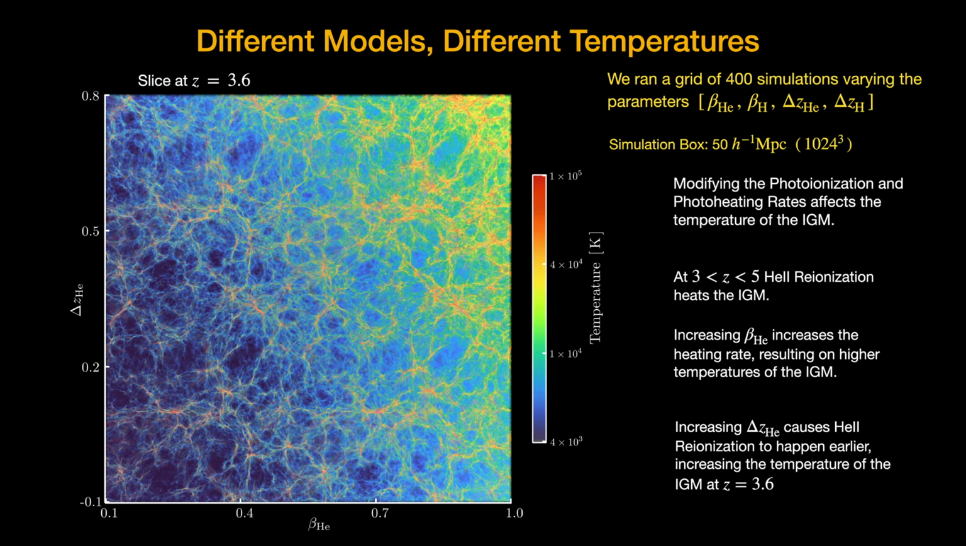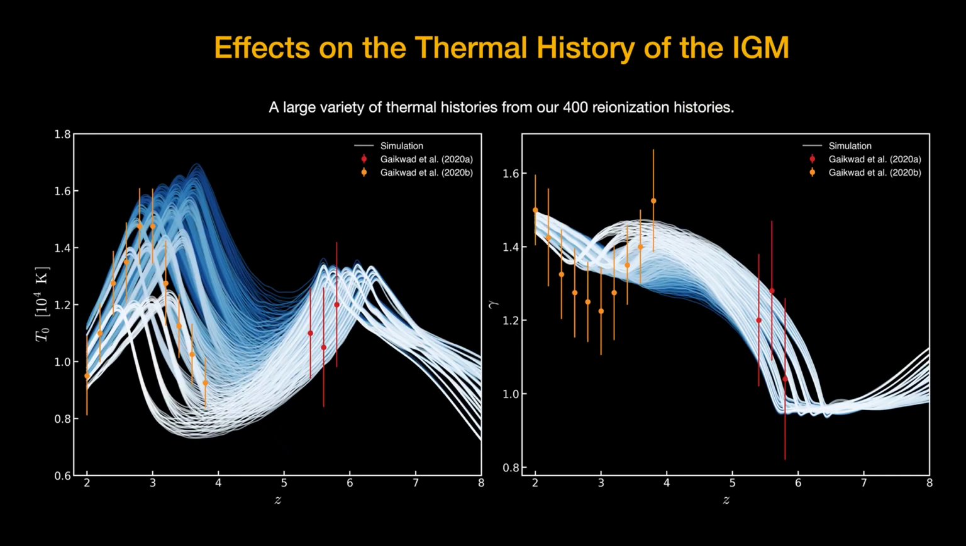Okay, this image shows a slice of the temperature at redshift 3.6, and you can see the effects that the different values for the pair of helium parameters has on the temperature at this epoch. Basically, increasing the scaling parameter beta helium in the x-axis increases the temperature of the IGM by increasing the net helium-2 photoheating rate. And moving in the y-axis towards larger delta C values also increases the temperature because helium reionization happens earlier, closer to redshift 3.6, which is what is shown in this image.